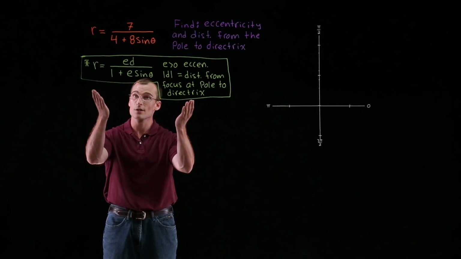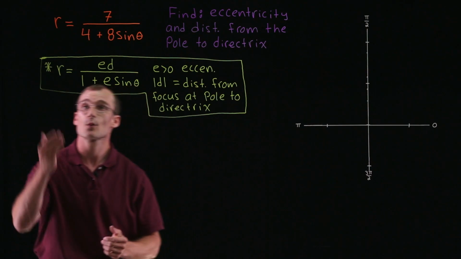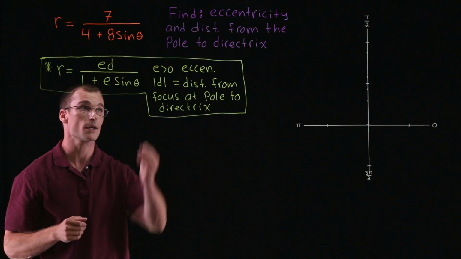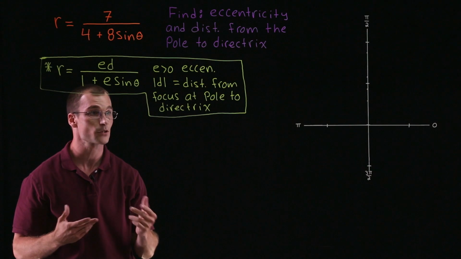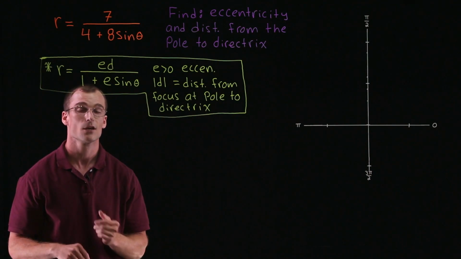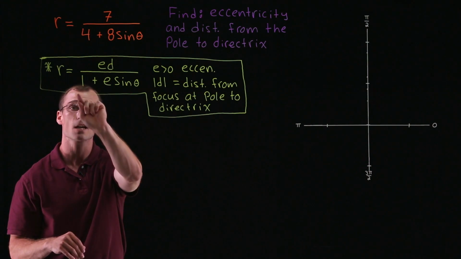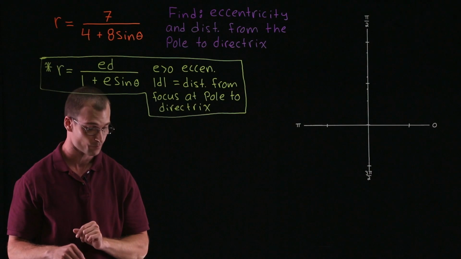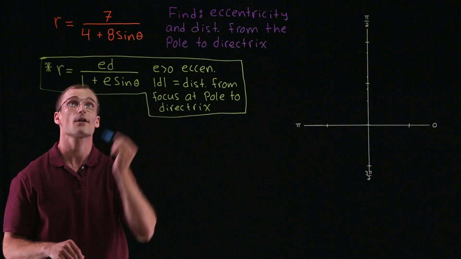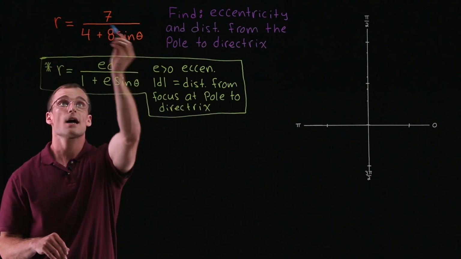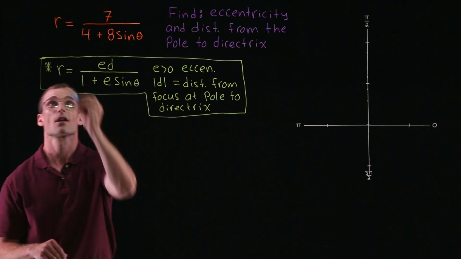To start with, let's look at one of the general forms of a conic section in polar form. We have r equals e times d, where e, a positive number, is our eccentricity, and the absolute value of d is the distance from the focus at the pole to the directrix. What we're trying to find are these values e and d, and that's divided by 1 plus e times the sine of theta. We'll take our original polar equation and try to write it in the form that looks like this.